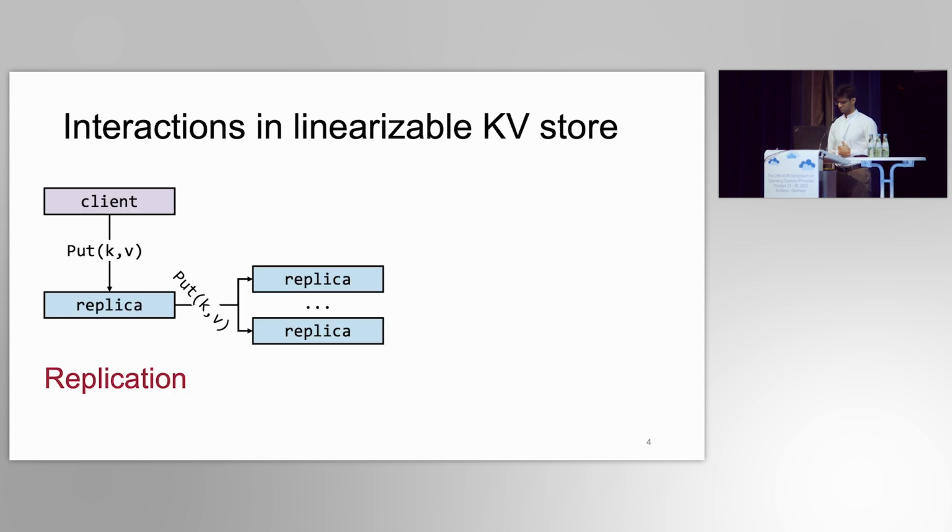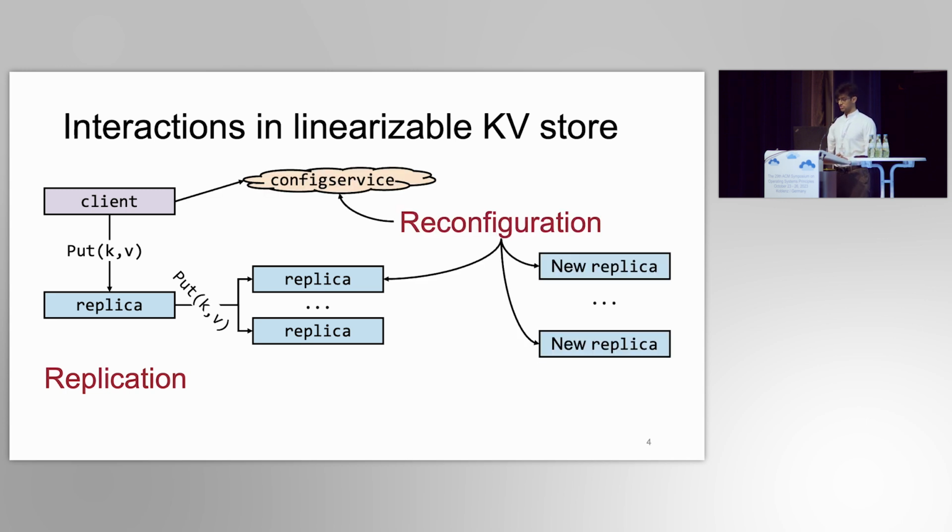And to make this more concrete, let's look at a linearizable key-value store that we built as an example. So this linearizable key-value store is replicated. So there's replica servers that each have a full copy of the key-value state, and when a client wants to do a put, it gets sent to all the replica servers. The system also implements reconfiguration, allowing switching to a brand new set of replica servers as long as one of the old ones is reachable and by making use of an external configuration service.